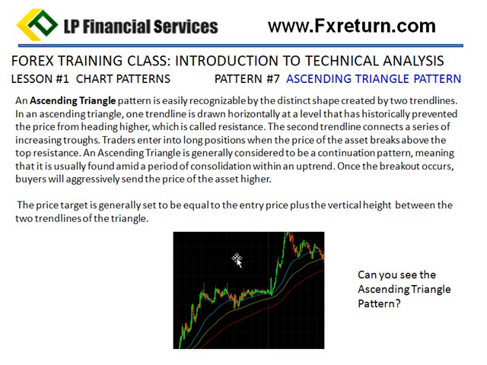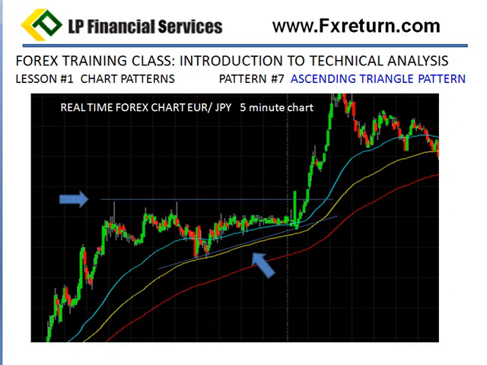Can you see the ascending triangle pattern? When we take a closer look at pattern number 7, the ascending triangle pattern, we see a rise. The market has a hard time breaking this level, which becomes resistance and forms the top line of our ascending triangle. With each trough, or dip against the trend, the market is higher, and that's connected with another trend line. This forms the ascending triangle pattern.